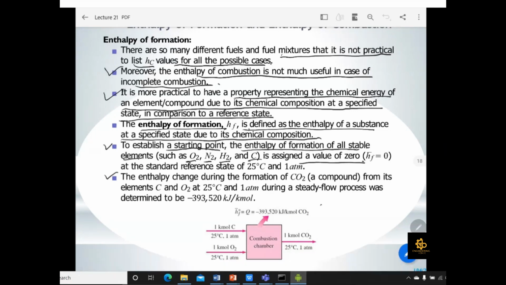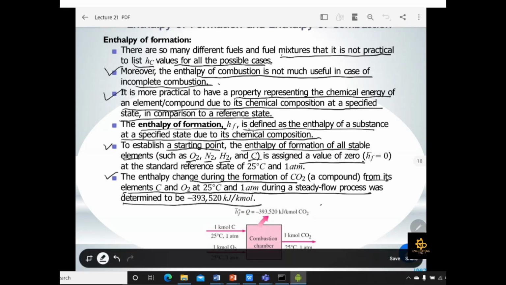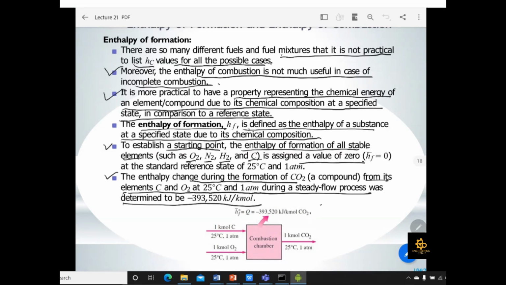The enthalpy change during the formation of CO2 from its elements, carbon and O2, at 25 degrees Celsius and 1 atmosphere during a steady flow process was determined to be minus 393,520 kilojoule per kilomole. Okay, so this is just an example. On the reactant side we have carbon, 1 kilomole, and O2, 1 kilomole. In the combustion chamber we react them and we get the CO2.